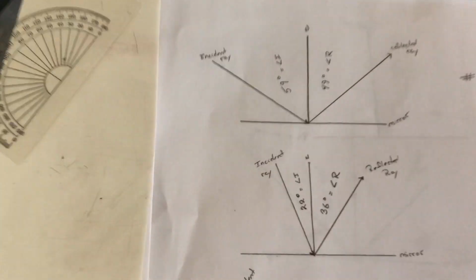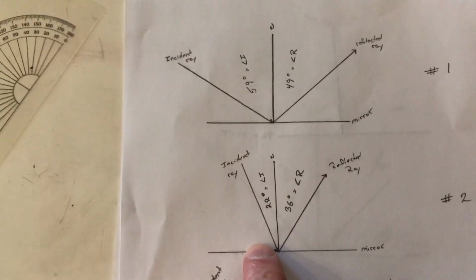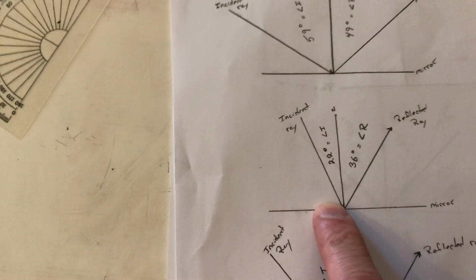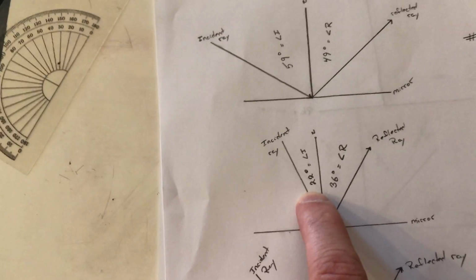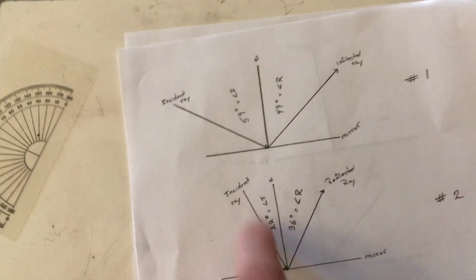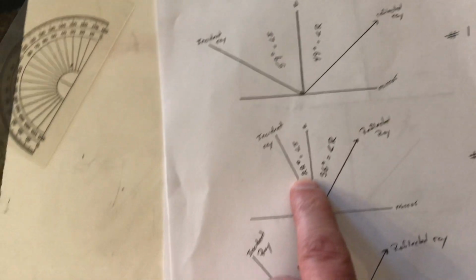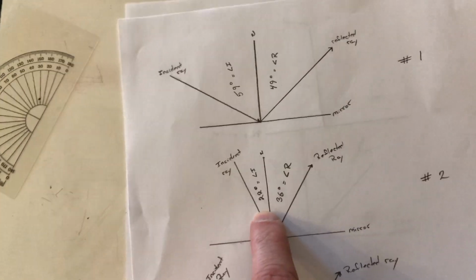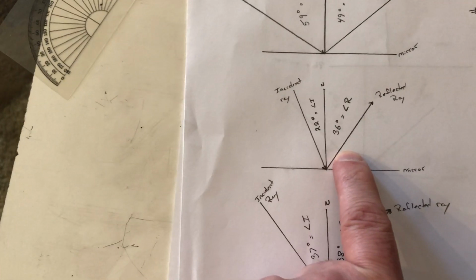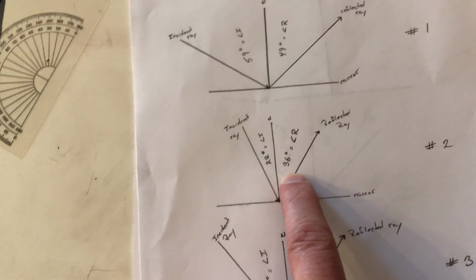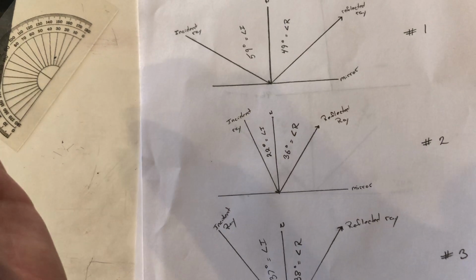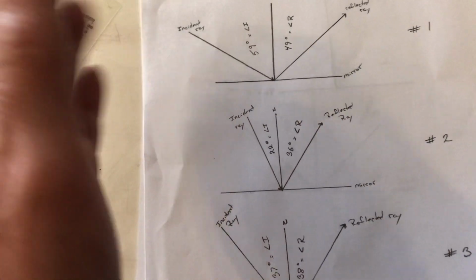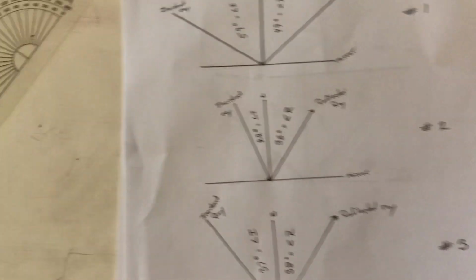But then on my second try, you'll take a look that I made the incident ray a lot steeper, and we ended up with an angle of incidence of 22 degrees. So the angle of incidence decreased from 59 to 22, but we can also see over here my reflected angle went from 49 to 36. So as the angle of incidence decreased, the angle of reflection decreased.